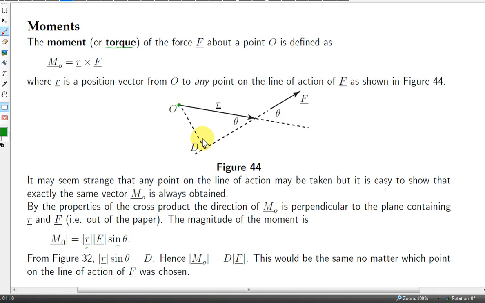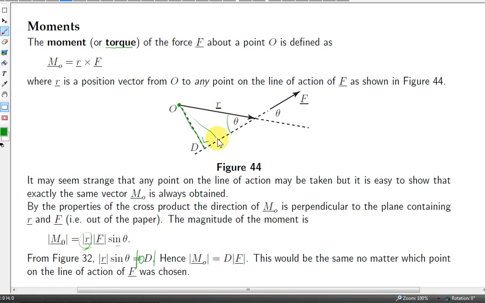Look at this right angle triangle here. So we drop a perpendicular from O to the line of action of F. If we multiply the hypotenuse, which is the magnitude of R, times the sine of theta, we will get the side opposite theta, which is OD. So we should have OD here, the distance from point O to D. So we see that in the definition of the magnitude of the moment of the force F about O, we have this quantity, the distance of O to D. So it doesn't matter where R is, we're always going to get OD.